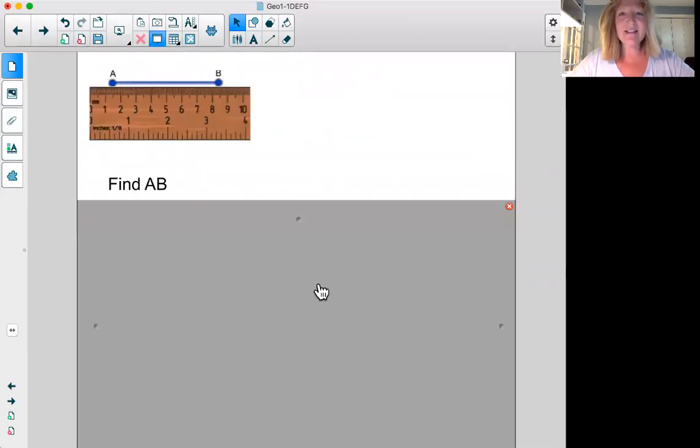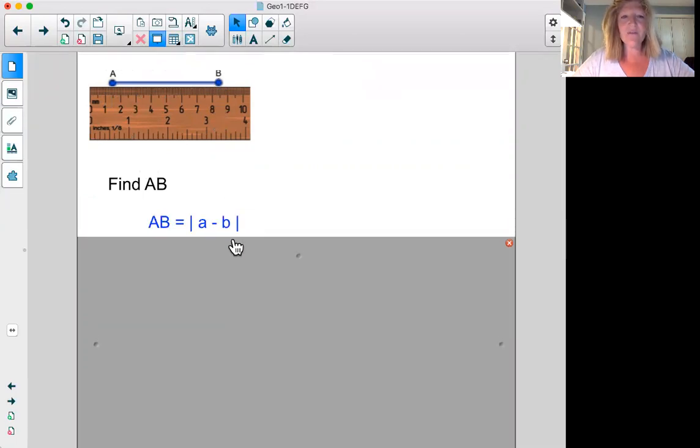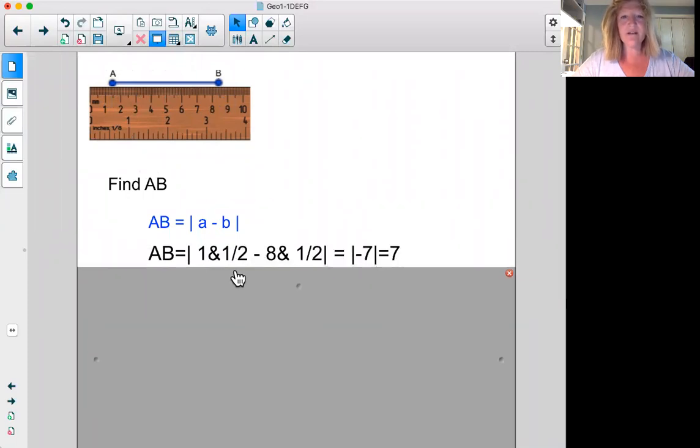So pause, practice, and then press play for the answer. The coordinate of A is 1.5. The coordinate of B is 8.5. So the measurement is going to be the absolute value of the difference of those coordinates. The absolute value of 1.5 minus 8.5 equals negative 7, and so the measurement of the segment is 7.